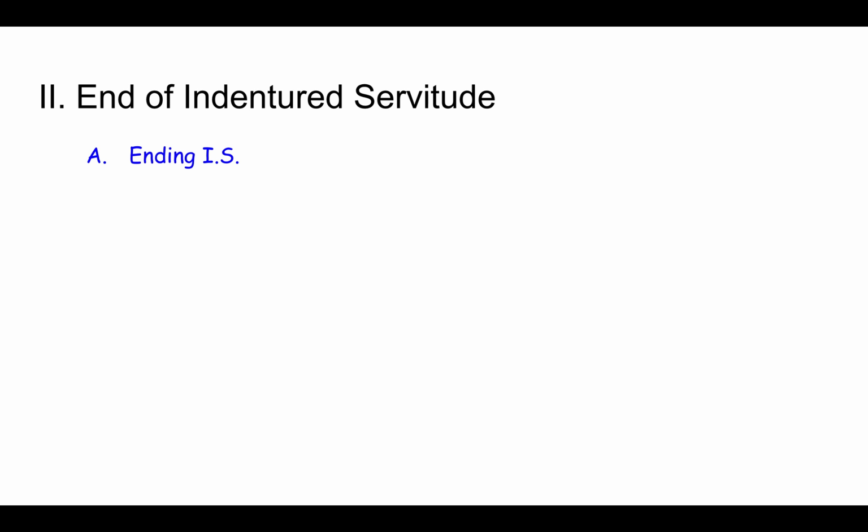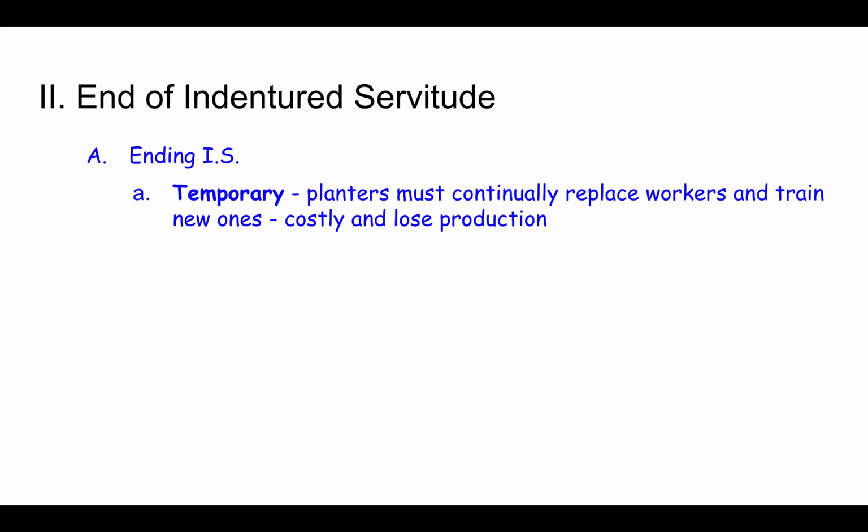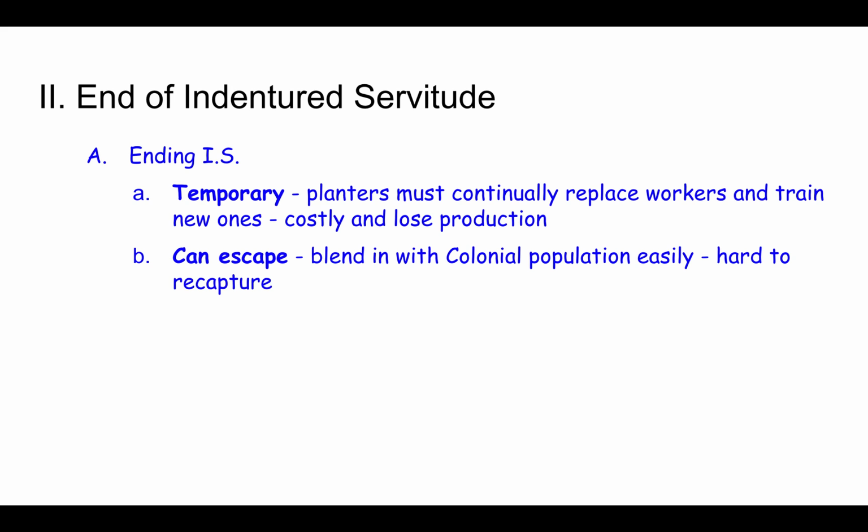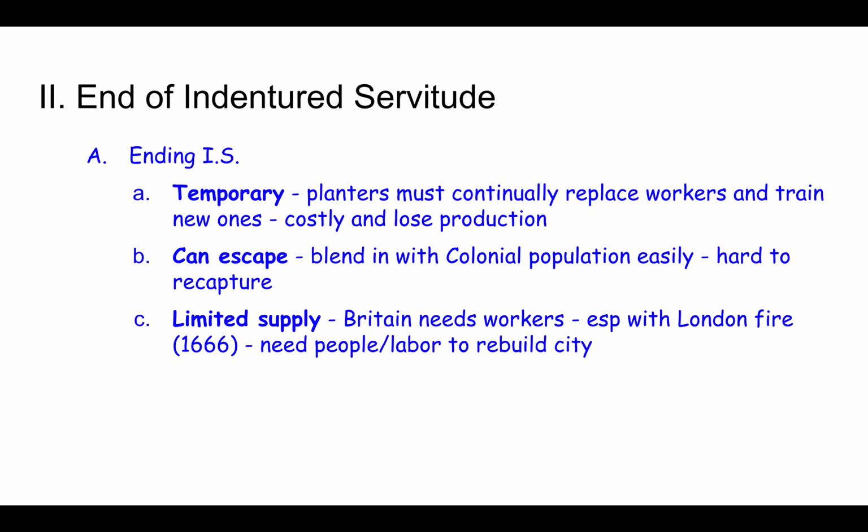So ending of indentured servitude, A, lowercase a, it was temporary. Planters must continually replace workers and train new ones. Costly and lose production. So you're always having to replace those workers because 6 out of 10 were dying. Lowercase b, they can easily escape, blend in with the colonial population easy, hard to recapture. C, there was a limited supply.